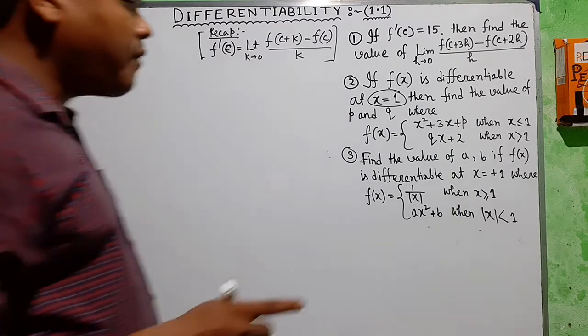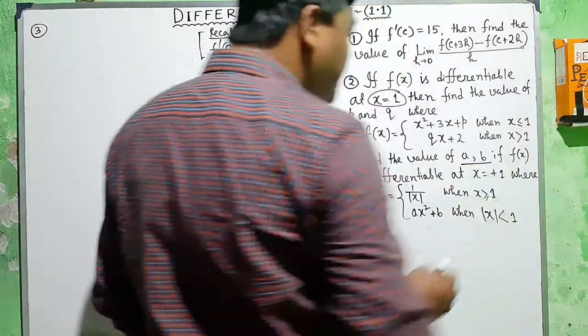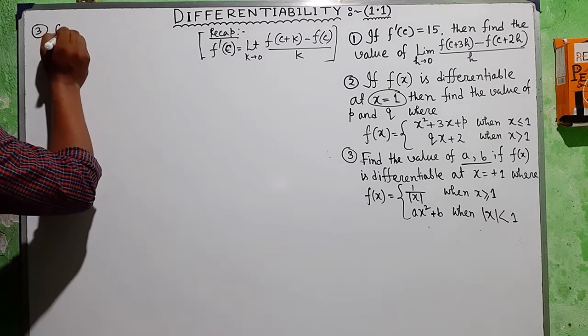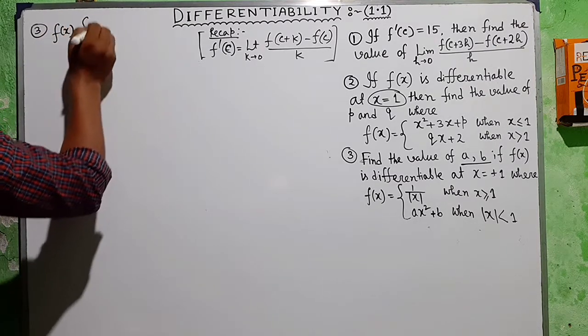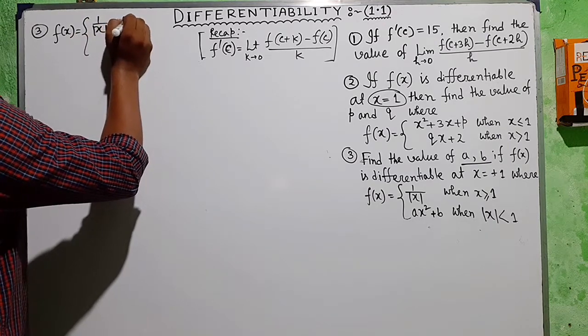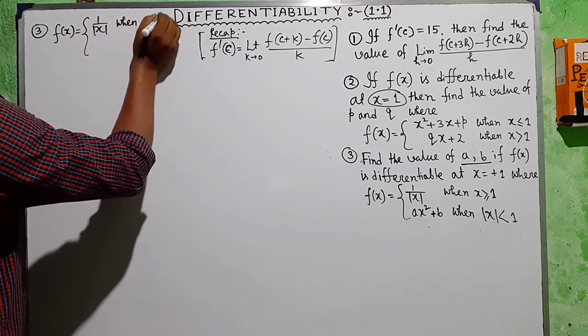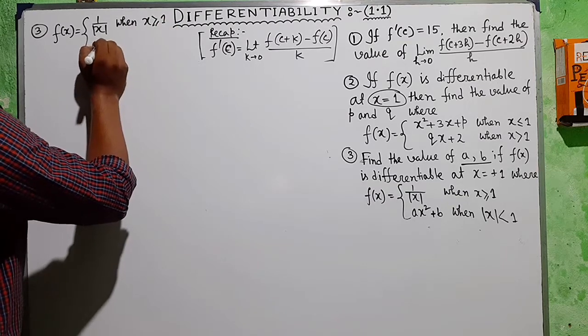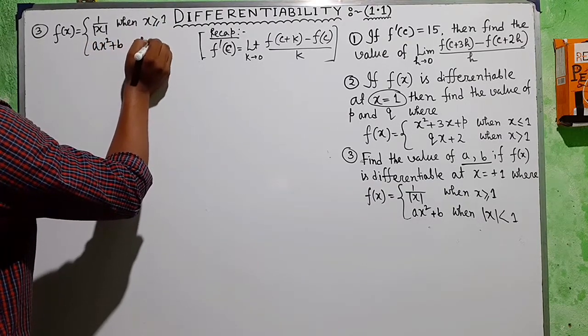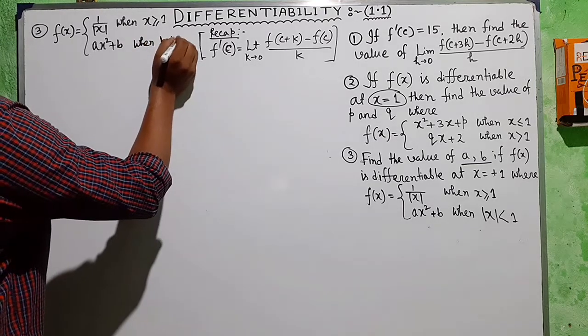Find the value of a and b if fx is differentiable at x equals to 1, where fx is given to you: 1 by mod x when x greater than equals to 1, and ax square plus b when mod x less than 1.